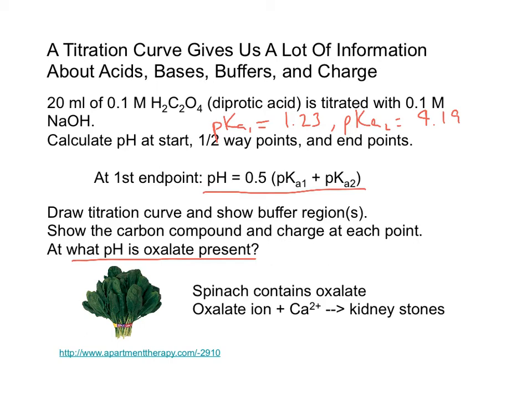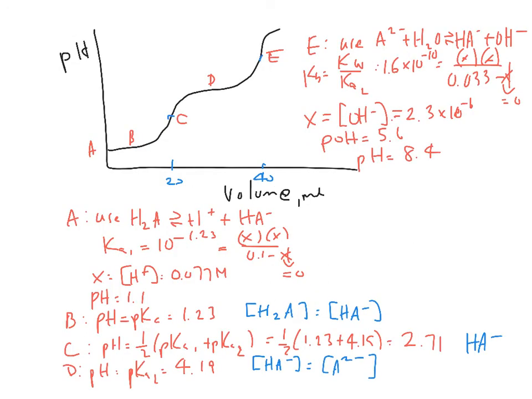And here's the answer. At the starting point, oxalic acid, we'll call it H2A, is present. Use Ka1 to calculate the pH. At the first halfway point, pH equals pKa1. At the first endpoint, use that new formula to calculate pH. At the first endpoint, the conjugate base of oxalic acid, HC2O4- is present. At the second halfway point, pH equals pKa2.